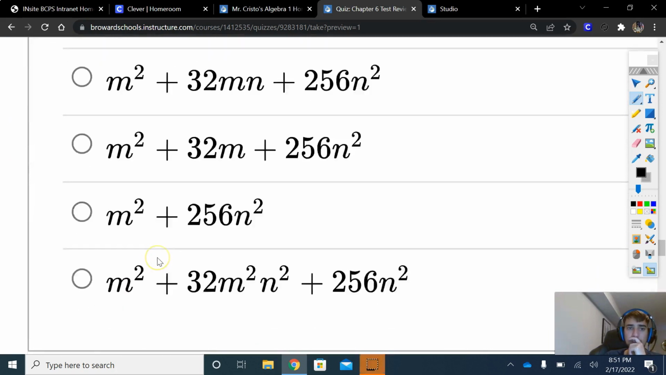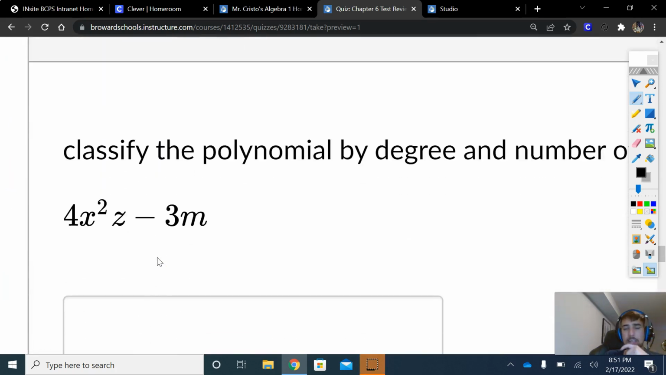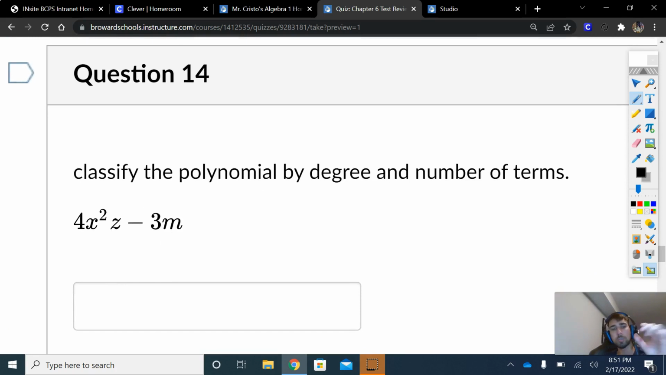More foiling. Have fun. Classify the polynomial by degree or number of terms. Highest degree for this one is a 1. This one's a 3, so 3 stands for cubic. That's the degrees. And it's a binomial because it's 2 terms.